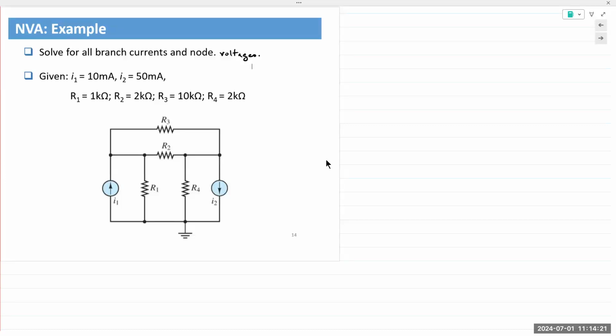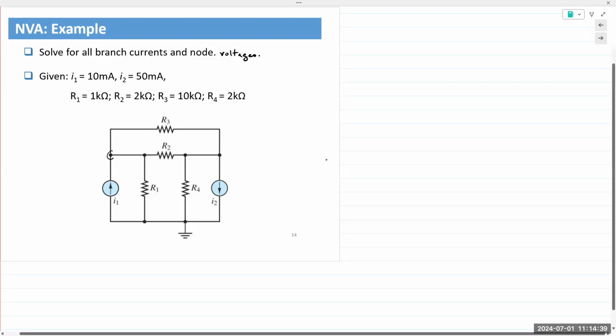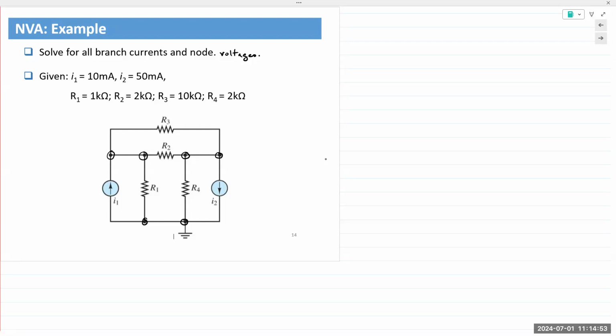So what is the first thing that you need to do? If you're asked to solve using node voltage analysis, the first thing is to identify all the nodes present in the circuit. So how many nodes do we see? 1, 2, 3, 4, 5, 6. I have 6 nodes. How many do you have?